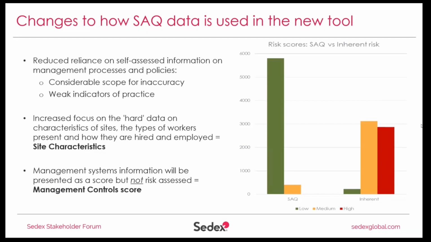So what we'll be doing instead in the new tool, and we're proposing, is to take more of a focus on the hard facts and data that's shared by a site about the types of workers that they employ, how they're recruited, and the types of contracts they're on, and we'll be calling that the site characteristics score. But of course, we don't want to lose visibility of those suppliers who are taking a lot of action to develop training, implement policies and be involved in improvement projects. So that information will now go into a new management control score, which will be presented in the tool and also available to suppliers so they can monitor their progress over time, but it won't actually affect the site's overall risk score.